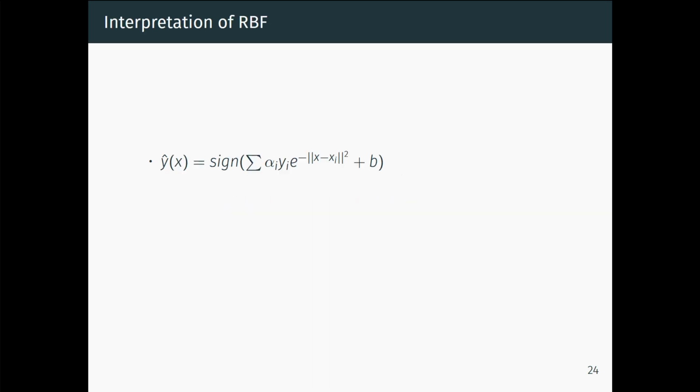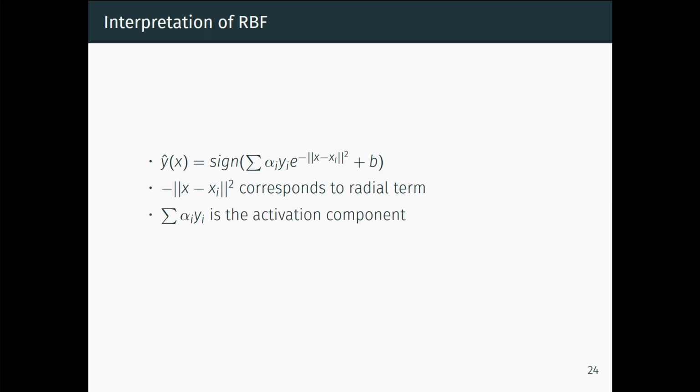We can also interpret the RBF kernel from a mathematical viewpoint. So we've written that y hat of x is the sign of the summation of alpha i yi e to the power minus gamma times the norm of x minus xi, where the summation is over i, plus b. Now let's look at the different components of this. We have the length of this vector x minus xi, which corresponds to the radial term. This is similar to how you would define a radius, right? If this thing is a constant, then you're defining a circle with a specific center.